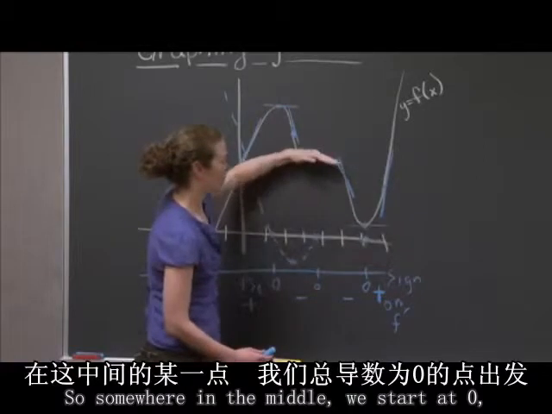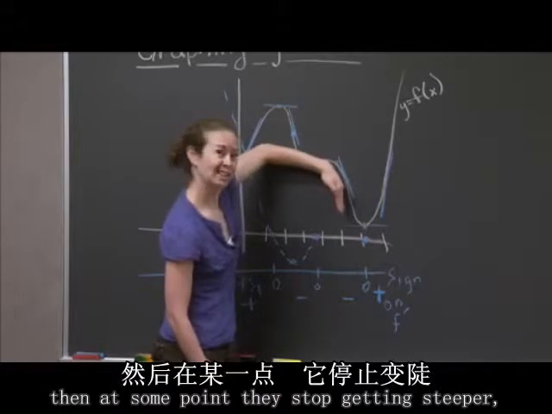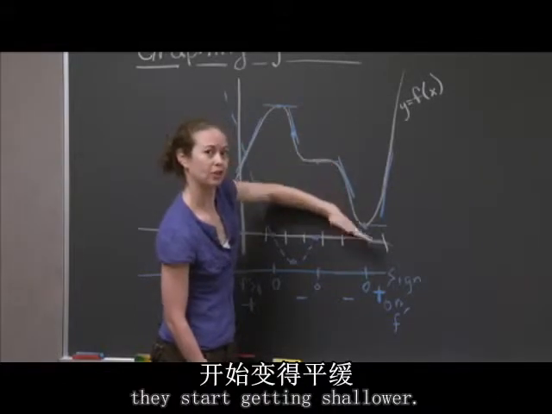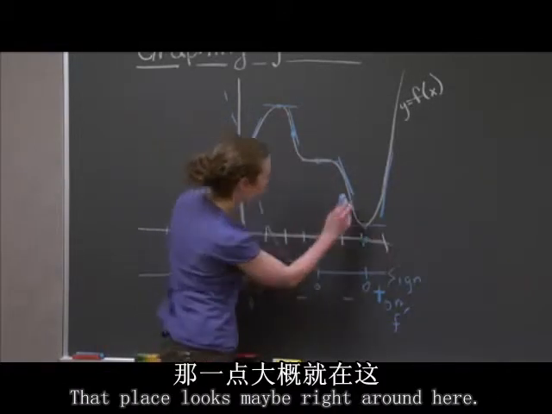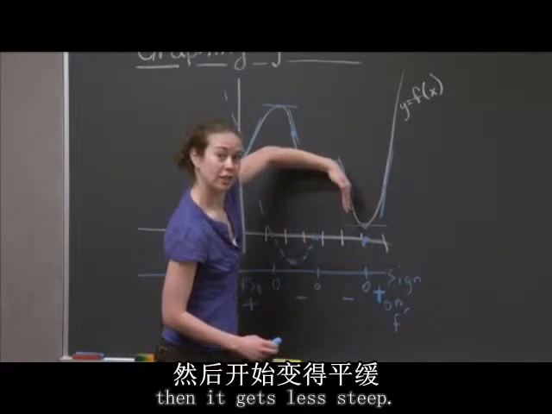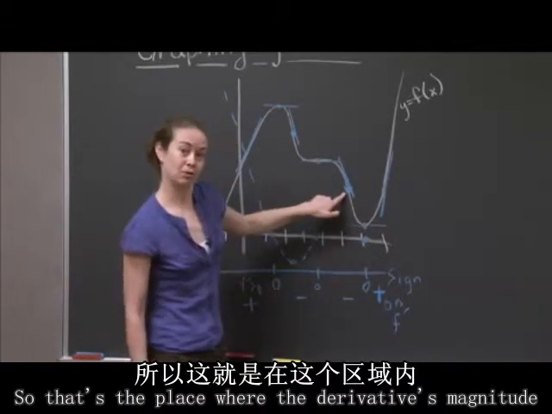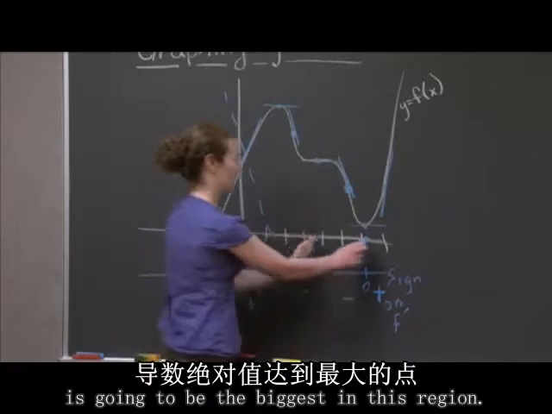So somewhere in the middle, we start at 0, the tangent lines start to get steeper, then at some point they stop getting steeper, they start getting shallower. That place looks maybe right around here. That's the sort of steepest tangent line, then it gets less steep. So that's the place where the derivative's magnitude is going to be the biggest in this region.